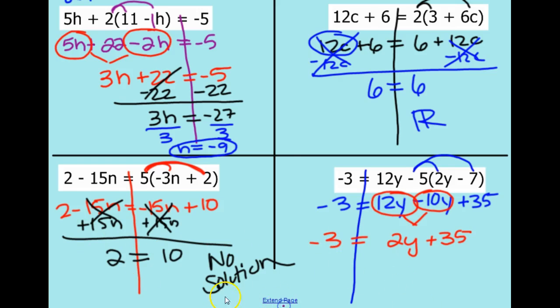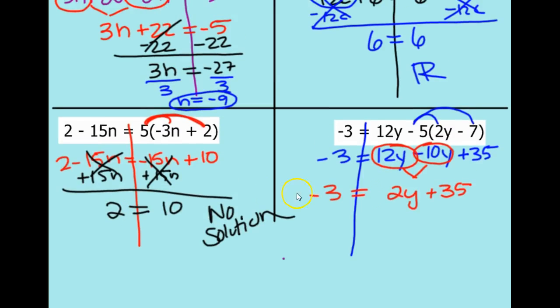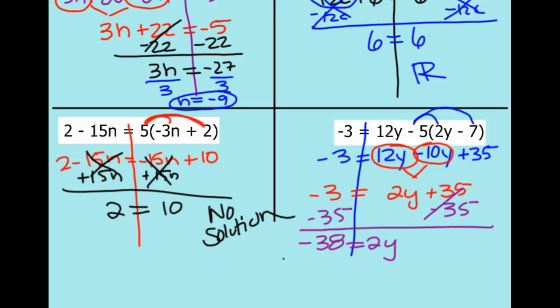And then get rid of your addition and subtraction first. So subtract 35. We have 2y. These are all negative, so add them up. That's negative 38. And then the opposite of multiply is divide. And 38 divided by 2, well, 30 divided by 2 is 15. 8 divided by 2 is 4, so 15 plus 4 give us 19. There we go.